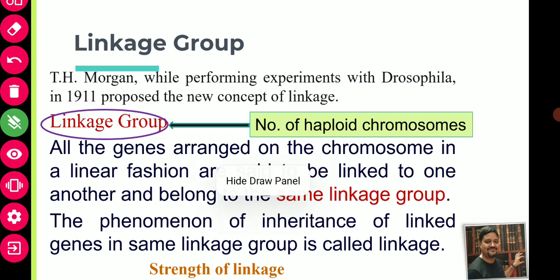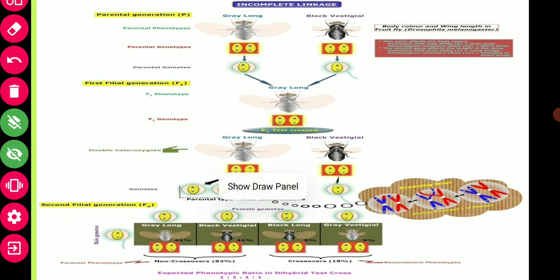So now, if you see here, in case of Drosophila, T.H. Morgan observed incomplete linkage. Why incomplete linkage? We can see here, he worked on the wing color and wing shape in Drosophila, and he crossed two Drosophila. One is having grey and long wing, another is having black and vestigial wing.